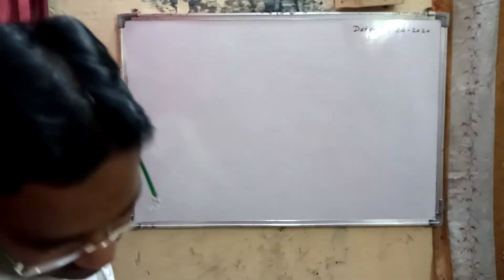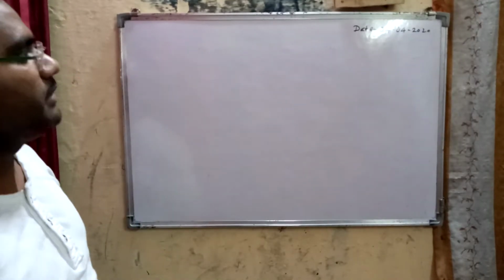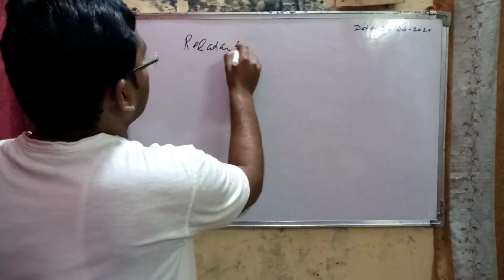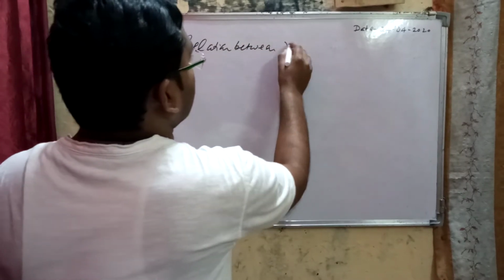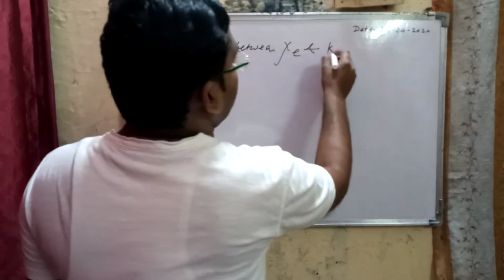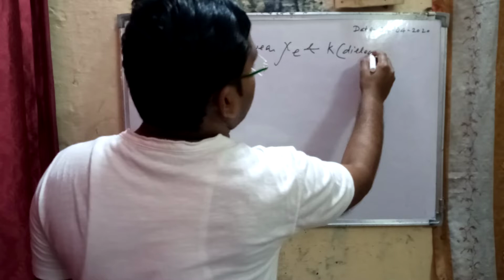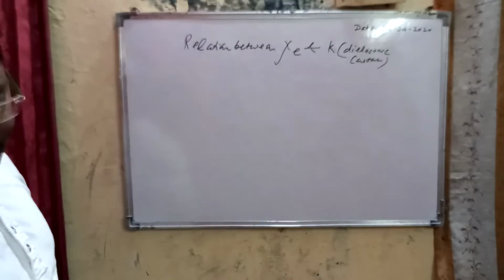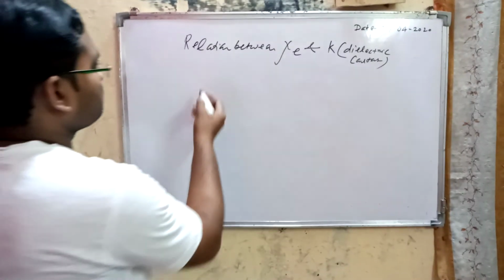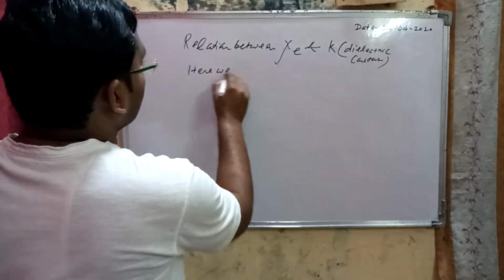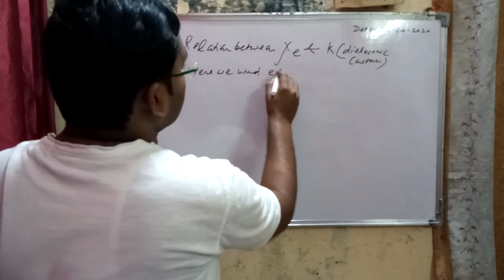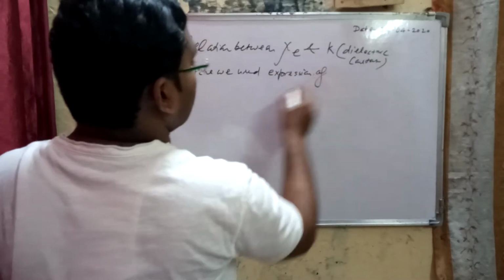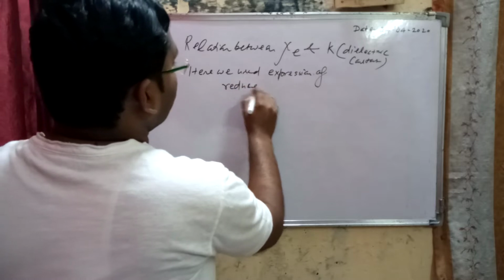Now your next topic is the relation between electric susceptibility and the dielectric constant. A relation between chi e and K, where K is the dielectric constant. Here we use the expression of reduced field.